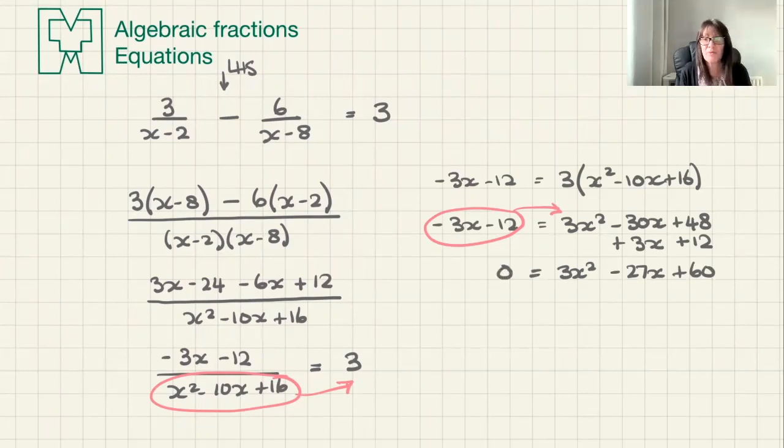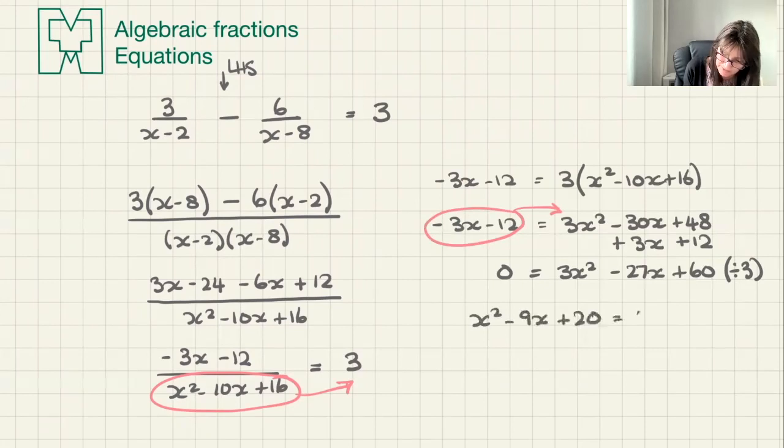You could start your process of solving your quadratic with these numbers. I would much prefer to simplify wherever possible. I can see that these are all in the 3 times table. So I'm going to divide down by 3. That's going to give me x squared minus 9x plus 20. And of course that equals 0.